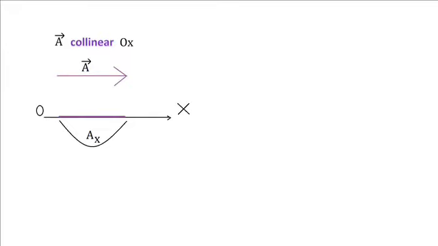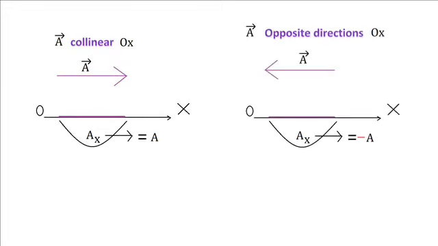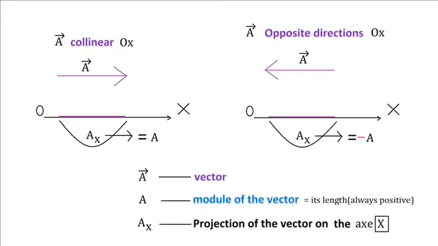A collinear vector is a vector which has the same length and direction as on the x-axis, so its projection has the same direction and length. And when the vector has an opposite direction, its projection will be negative, but it will have the same length. We just have to change the sign of this vector. As you can see here, the modulus of the vector, its length, is always positive. It doesn't have a direction as a vector, and the projection of the vector is written like this, ax.